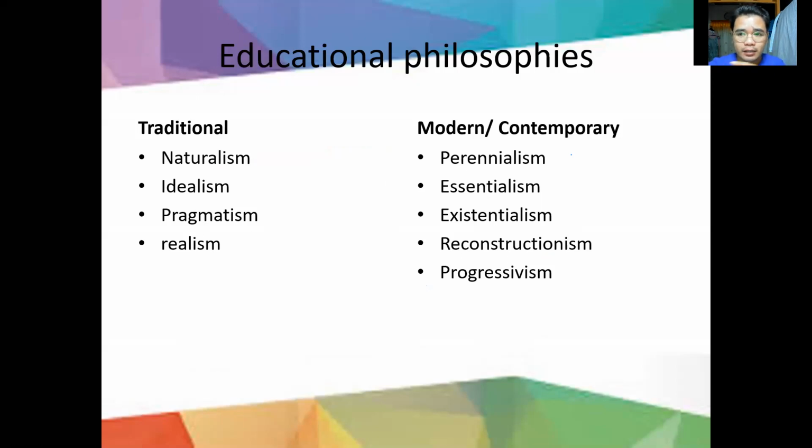I will discuss this in the fastest way, okay? Di-discuss ko yung traditional kasi, ito muna, dahil nga itong modern contemporary philosophies are derived from the traditional philosophies. Pag alam nyo na yung idea ng traditional philosophies, you can basically understand what perennialism, essentialism, existentialism, reconstructionism, and progressivism are. These are basically educational philosophies in the modern and contemporary way. Now, let's talk about perennialism. Perennialism is very similar to idealism.